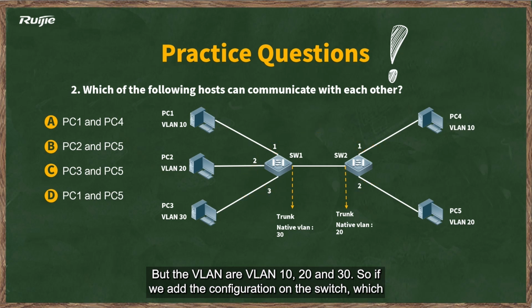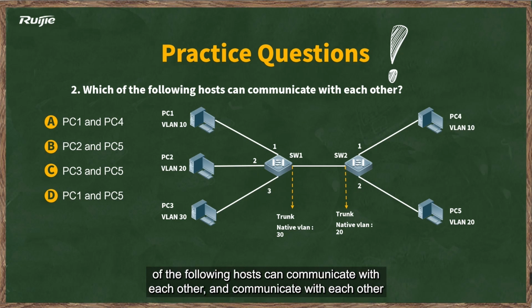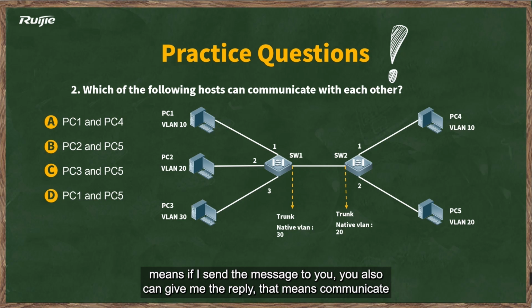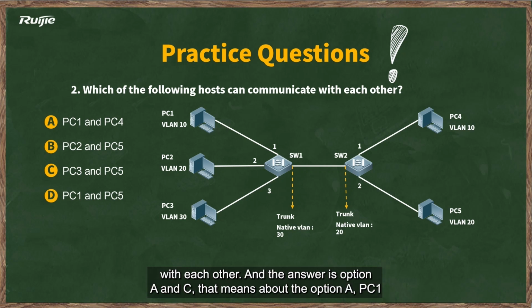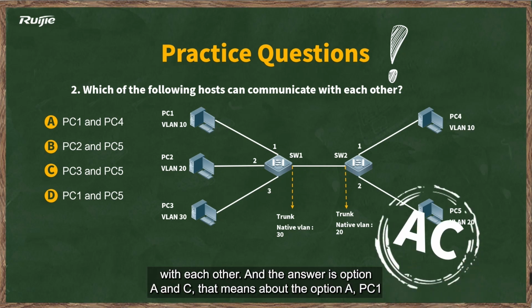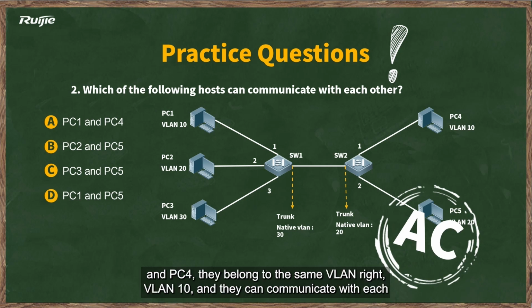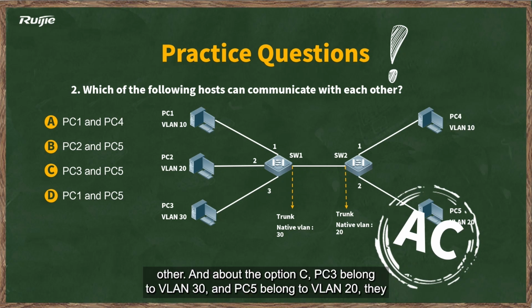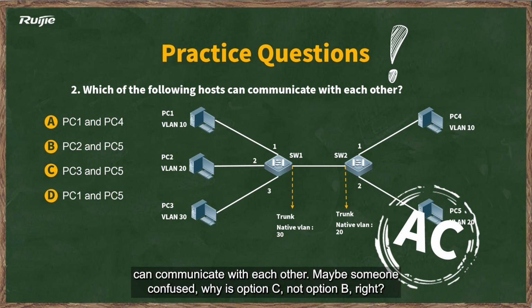So, if we add the configuration on the switch, which of the following hosts can communicate with each other? And communicating with each other means if I send a message to you and you can also give me a reply. The answer is option A and C. About option A, PC1 and PC4 belong to the same VLAN, VLAN 10, and they can communicate with each other. And about option C, PC3 belongs to VLAN 30 and PC5 belongs to VLAN 20. They can communicate with each other.